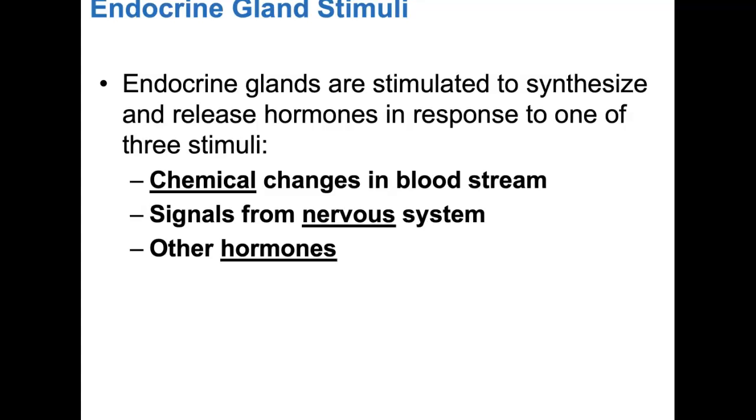All right. And so how do these endocrine glands know to secrete their hormones, or to synthesize and then secrete their hormones? So they basically know to secrete their hormones in three different ways. We call these stimuli. First, there can be chemical changes in the bloodstream. They can get signals from the nervous system. You'll remember some of these glands that we've talked about are also part of the nervous system. And other hormones can give the endocrine gland information to secrete their hormone.